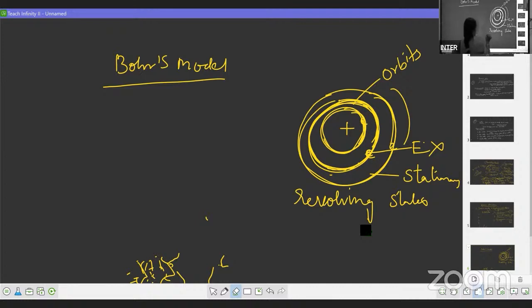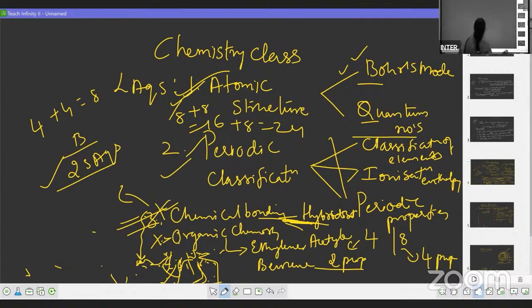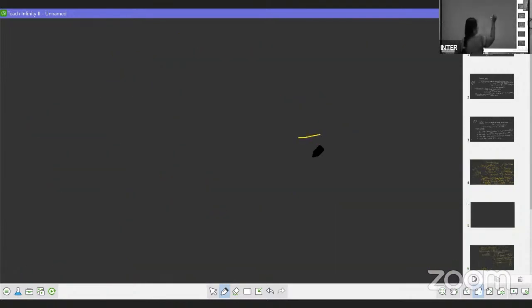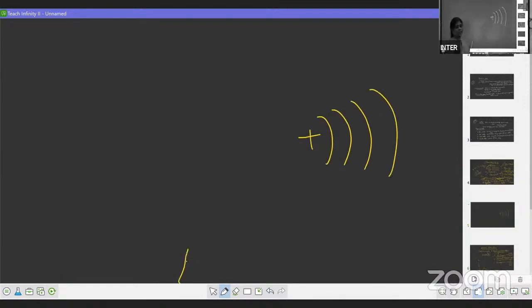So we should use the word revolving. Why? Because the electron is not only revolving around the nucleus, but it is also rotating around itself. So the electron is revolving, right? The next comes the energy of the electron. As long as the electron revolves in a particular orbit, there is no change in the energy of the electron.